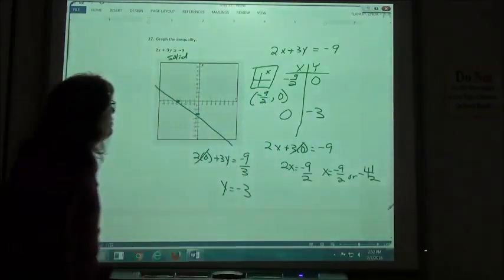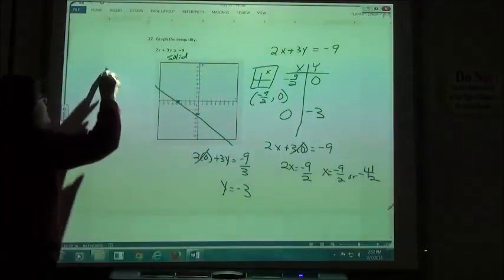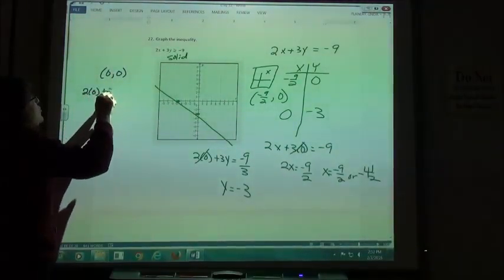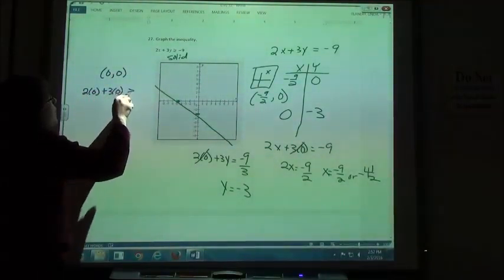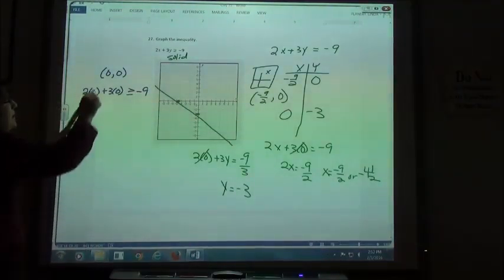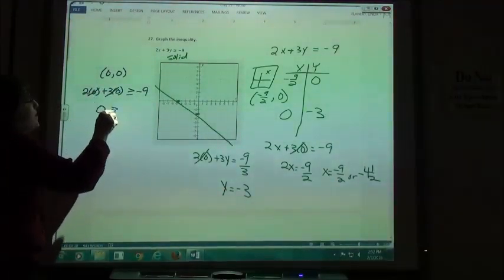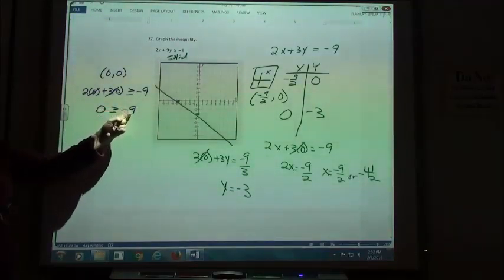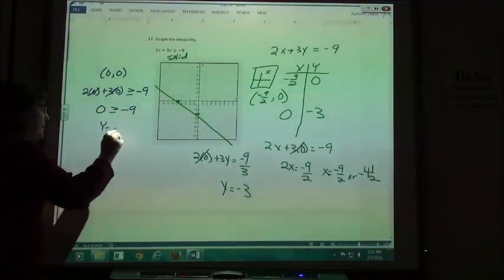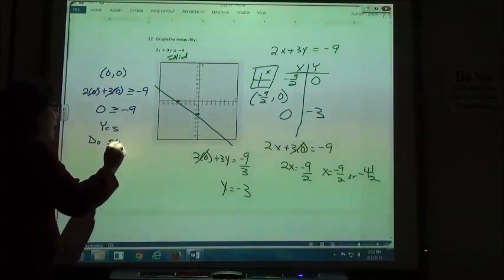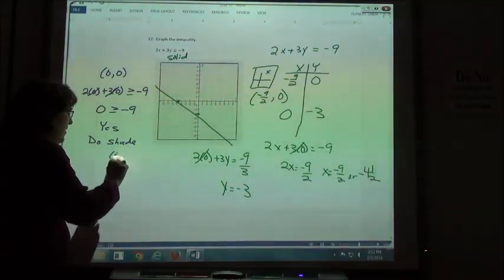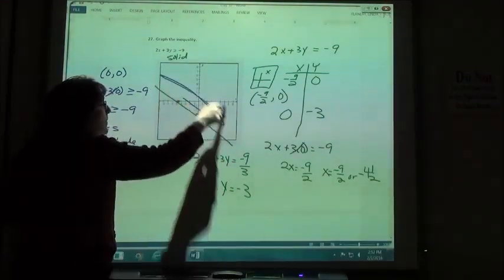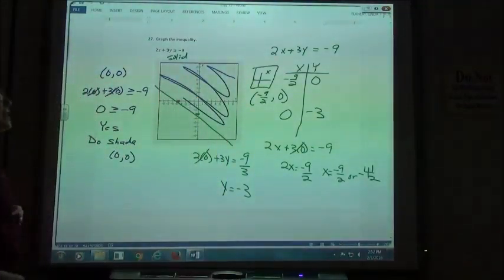Now I have to figure out my shading. Again, I'm going to check the point 0, 0. So 2 times 0 plus 3 times 0, is that greater than or equal to negative 9? So this is going to be 0. Is 0 greater than or equal to negative 9? Is 0 greater than a negative number? Yes. So we do shade the side with the 0, 0. This is the side with my 0, 0. So that's the side that's going to end up getting shaded.